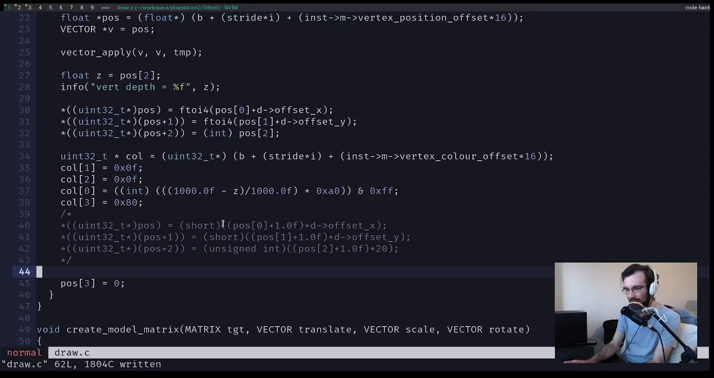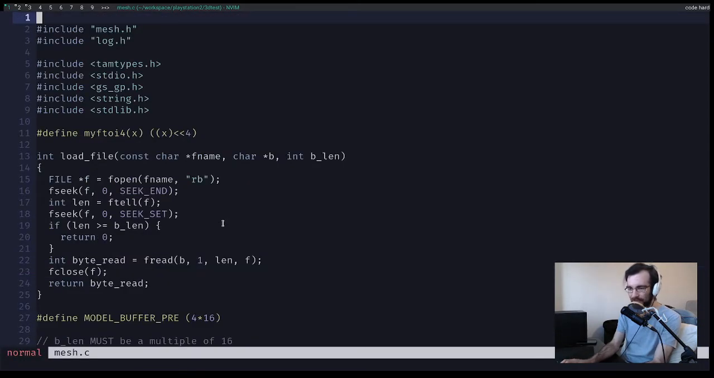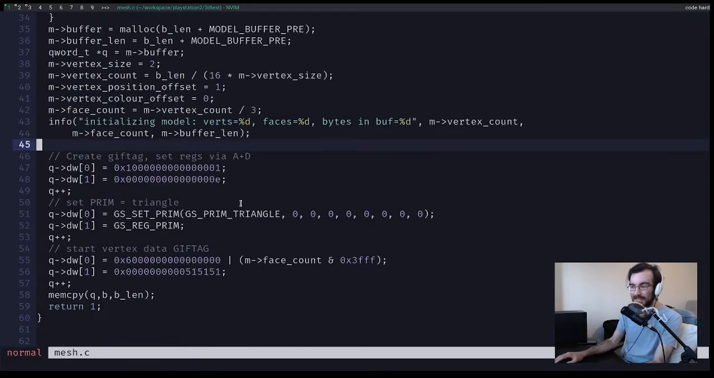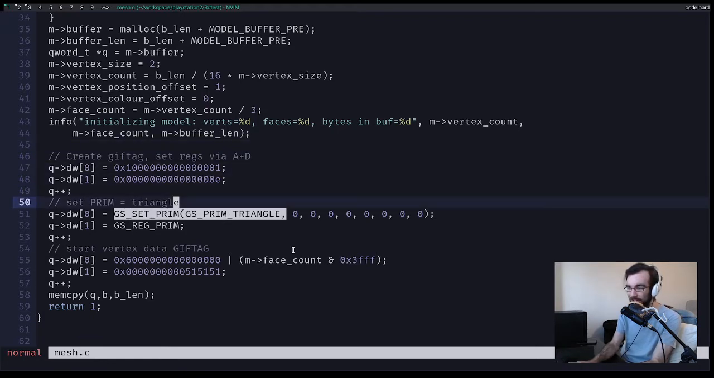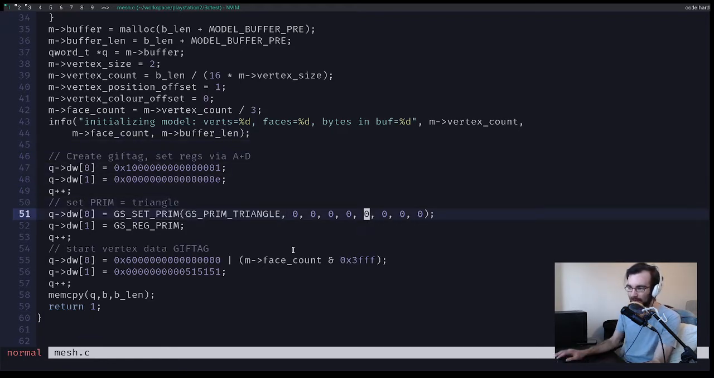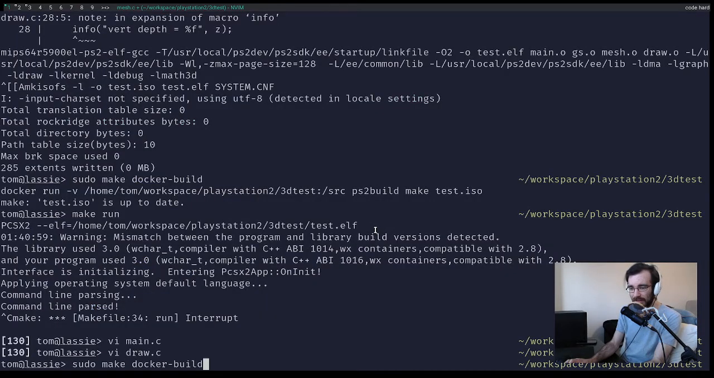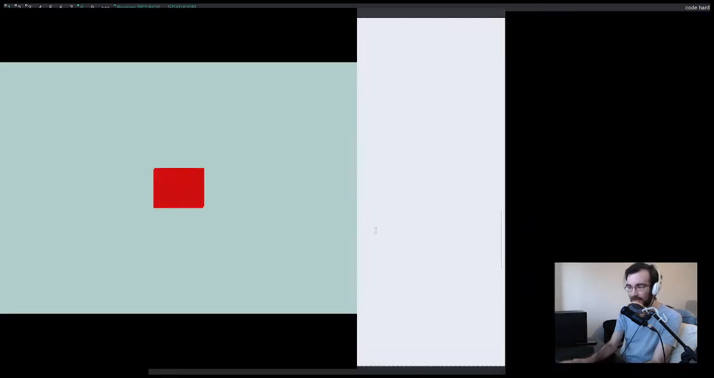Let's hold on. It's in mesh, and this is a really leaky abstraction, the fact that we're setting the primitive mode when we actually load the mesh, but this will be fine. I think the first field here is the shading value. We just set it to 1 because that's enabled rather than 0, which is disabled. Should be fine. So if we build this, if we run this, that looks a bit smoother, but we're still getting this ordering issue.